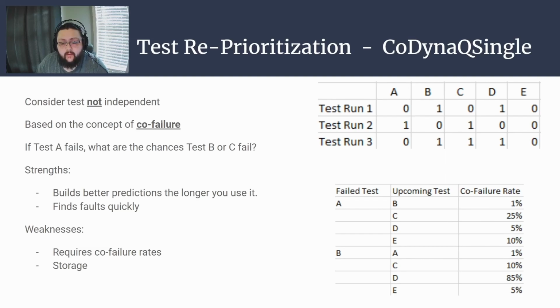The weaknesses of this methodology are that you are required to find the co-failure rates in order to use it, and you also need to store those co-failure rates along with all the tests that you run in order to keep it accurate.